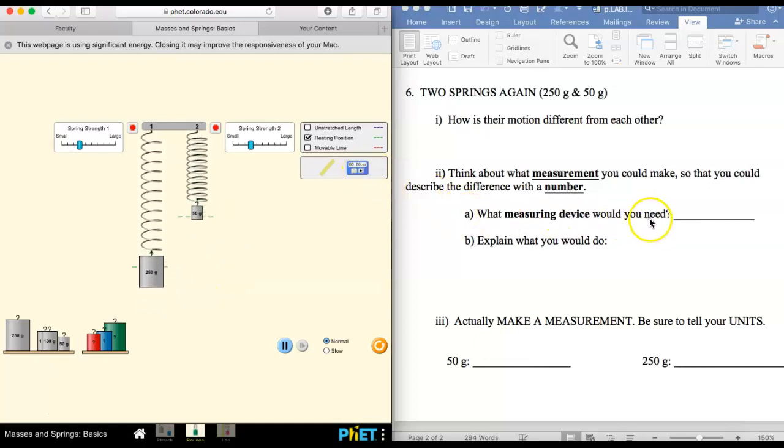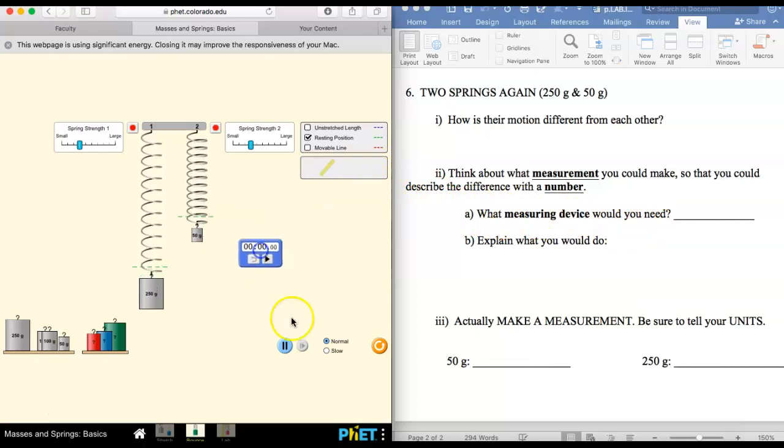And so what measuring device do you need to measure time? Well, it's right here, a stopwatch. Okay, and what are we going to measure? Think about the words in your notes. What are we going to measure the time for? What we're going to measure the time for is one complete cycle, so from the bottom of the motion to the top and back down.